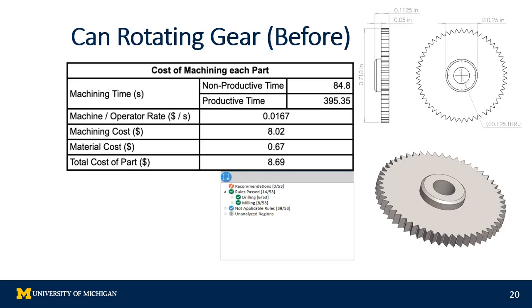For the can rotating gear, analytical methods resulted in a total cost per part of $8.69. DfM Pro did not result in any recommendations. However, it's important to note that the entire edge of the part, including all of the teeth, which are the most labor-intensive part to produce, was considered an unanalyzed region by the software. Therefore, we decided to still make some adjustments in order to reduce the cost of producing the part, both analytically and through estimates through Hubs.